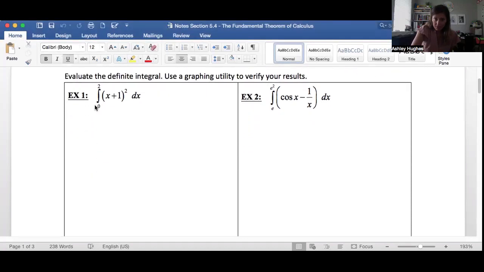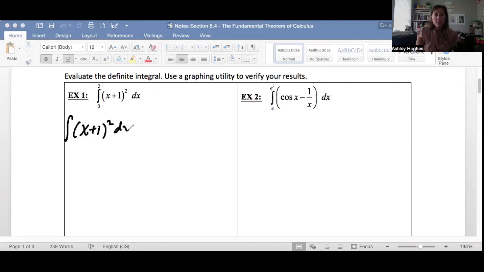Well, first, we have to find big F. We have to take the antiderivative. So sometimes students get really confused when they see the 0, 2, and they think, oh no, what am I supposed to do? My advice is pretend like the 0 and 2 are just not there. Like for a second, just pretend like they're not there. And I want you to find the antiderivative like we did a few sections ago of this function.